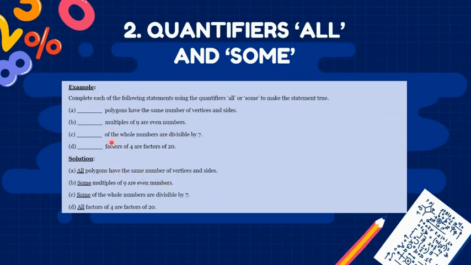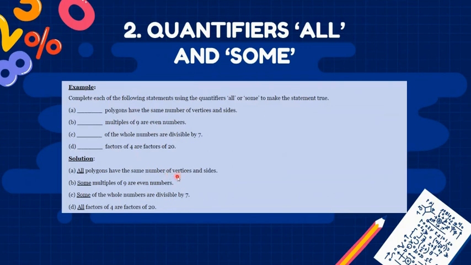Okay, for the next one, question B. Blank space, multiples of 9 are even numbers. So what are the multiples of 9? We can see that they are 9, 18, 27, 36, and 45. So if we go through one by one, 9 is not an even number. 18, yes, it is an even number. 27, it is not an even number. 36, it is an even number.